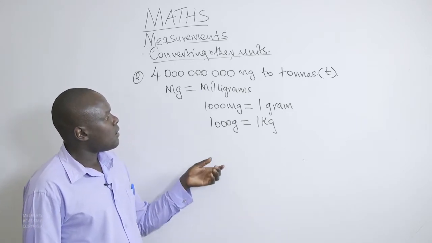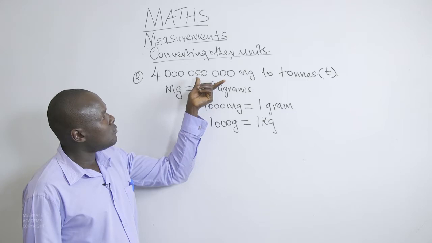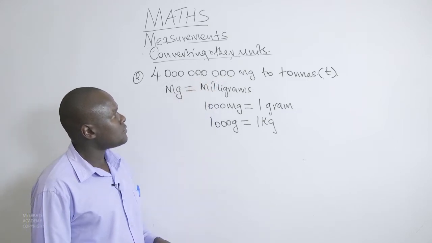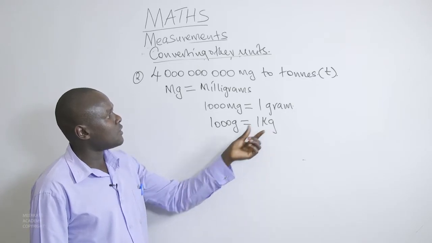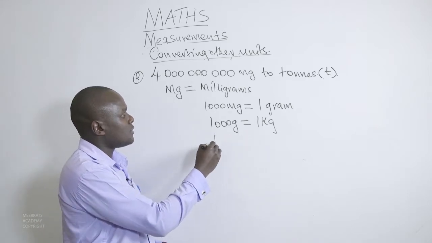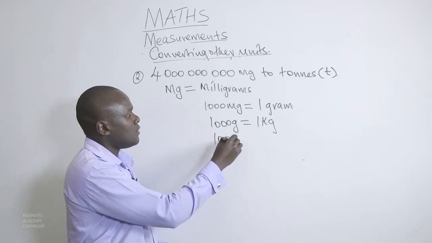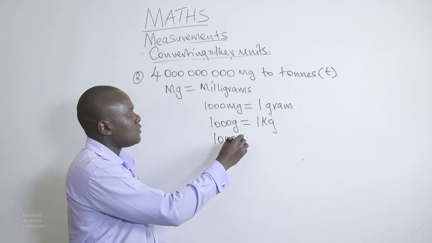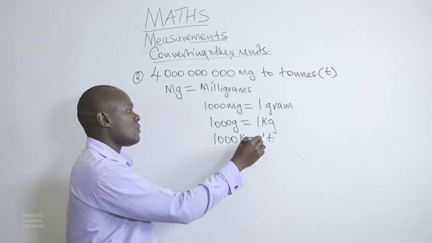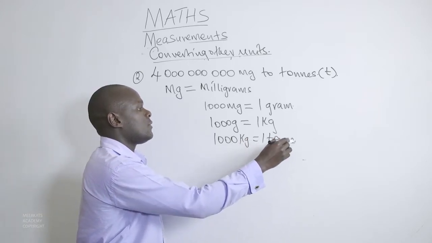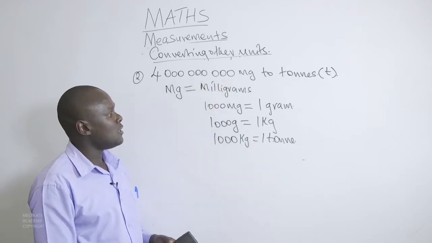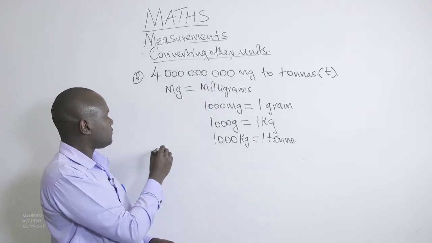So how many milligrams will make a kg? We need to convert that. And also from this we know that 1000 kgs is equal to 1 ton. So we need to move from this to this point. Let us start reducing this value.